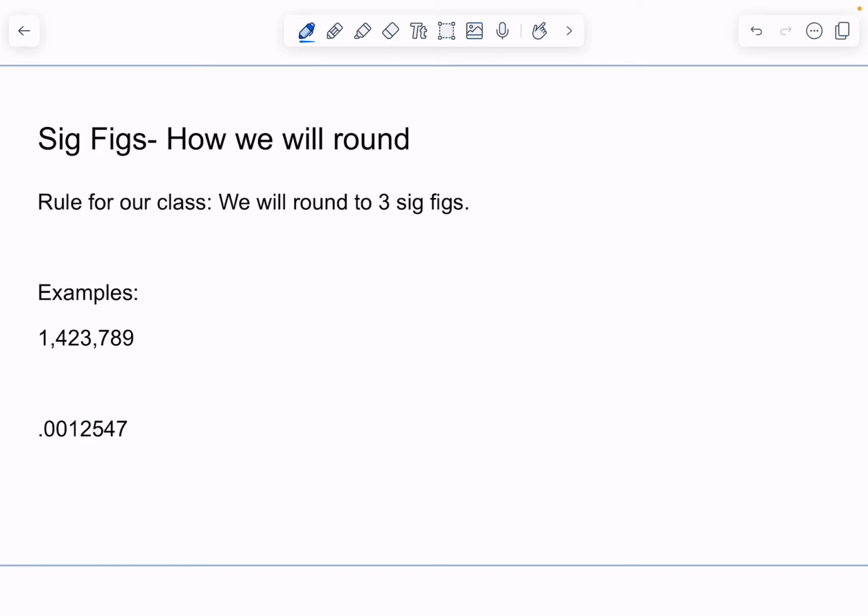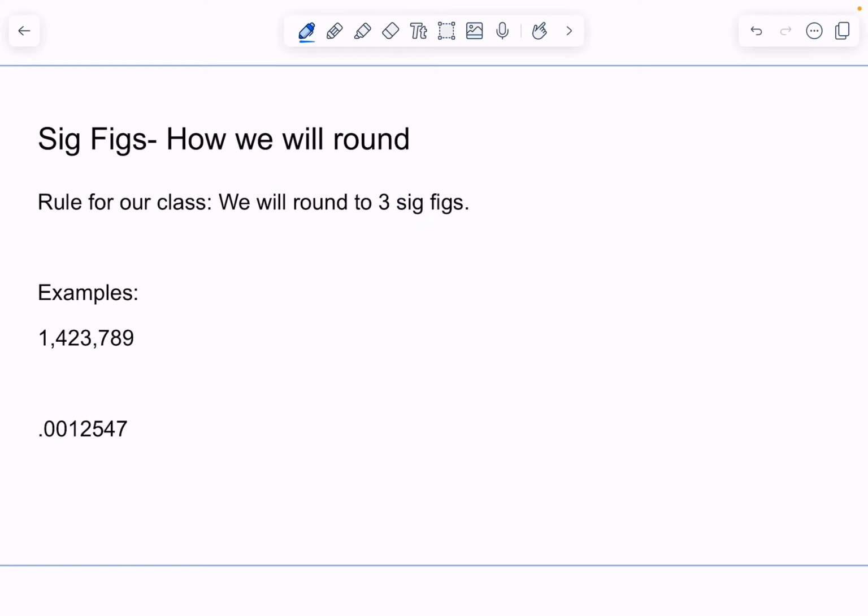Now for the AP test, our rule will be 3 sig figs, okay? Most of the correct amount of sig figs will be between 2 to 4, and they usually let there be an error of sig figs with at least one significant difference. So that's why our rule will just be, we'll always go to 3 sig figs, or significant figures.